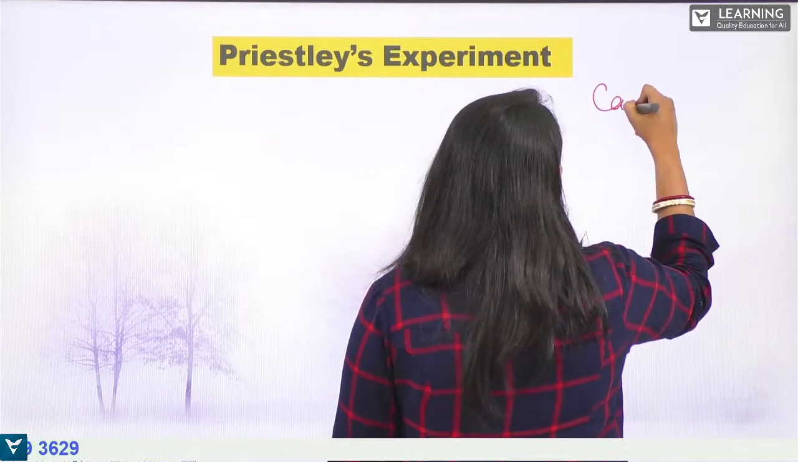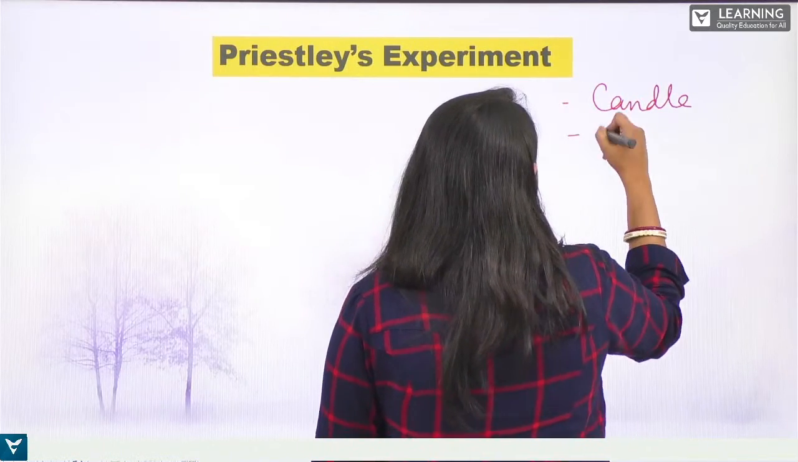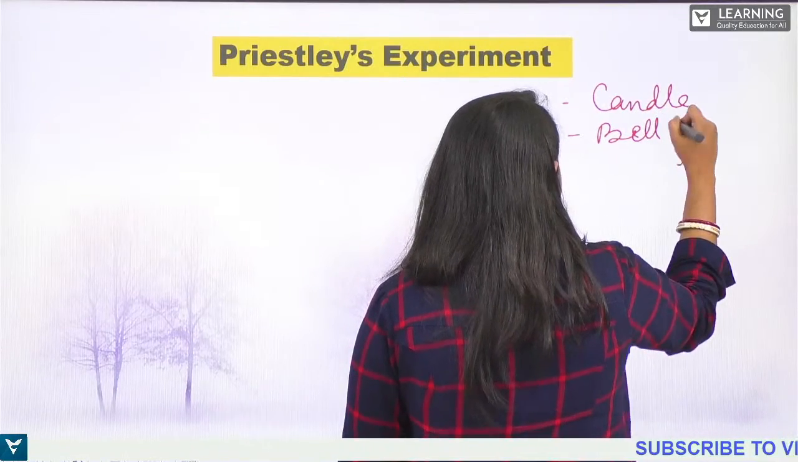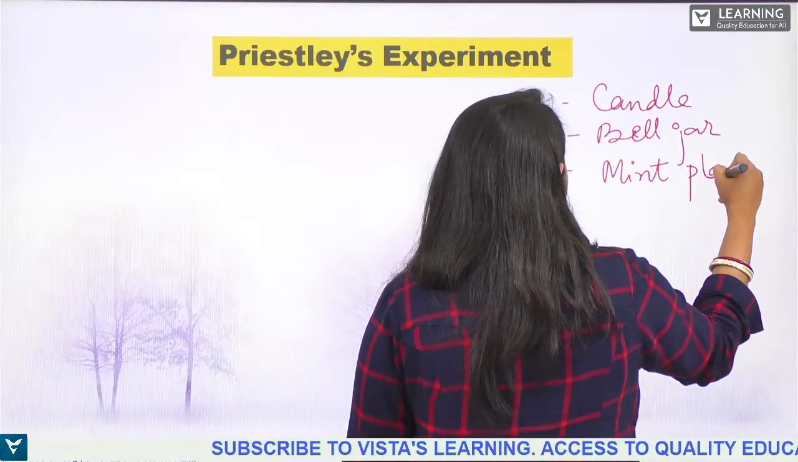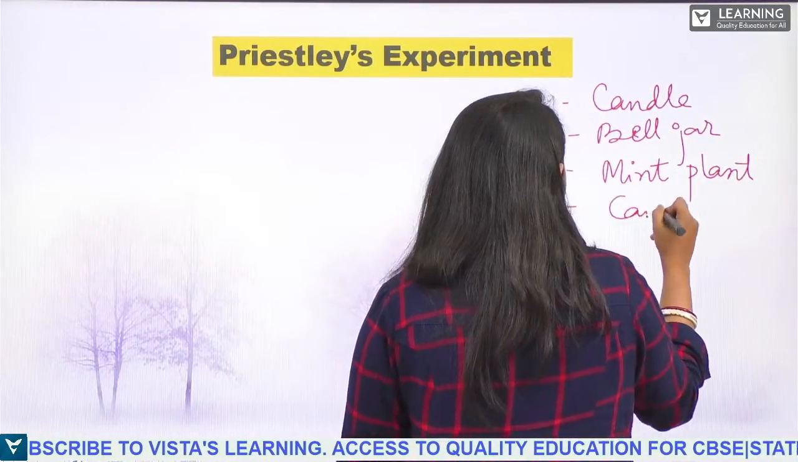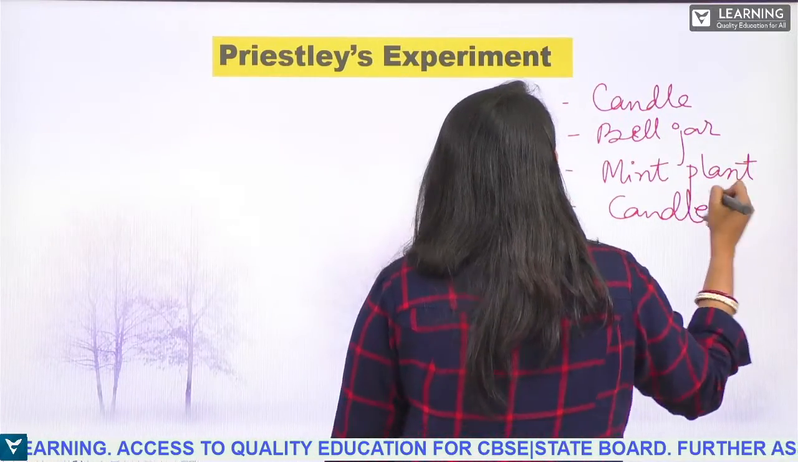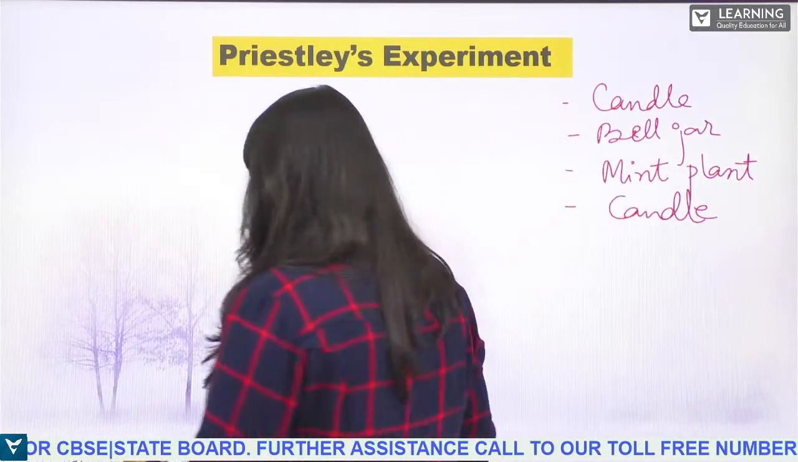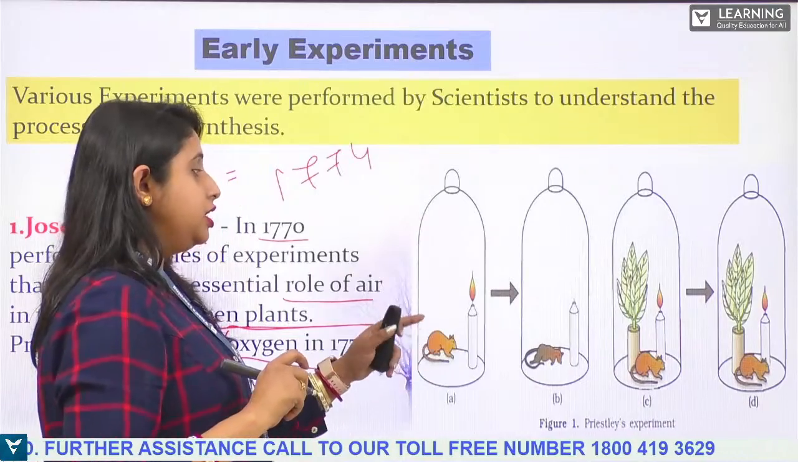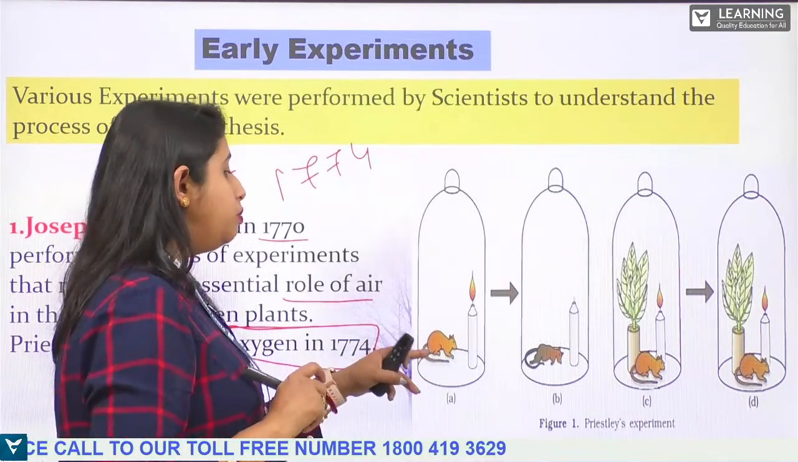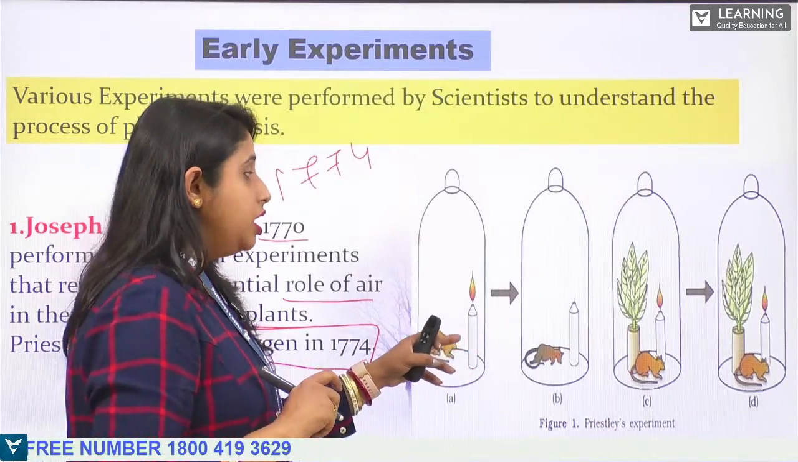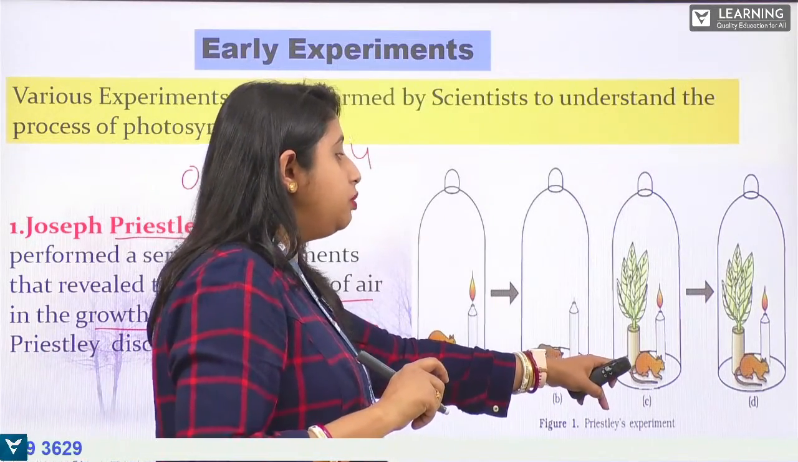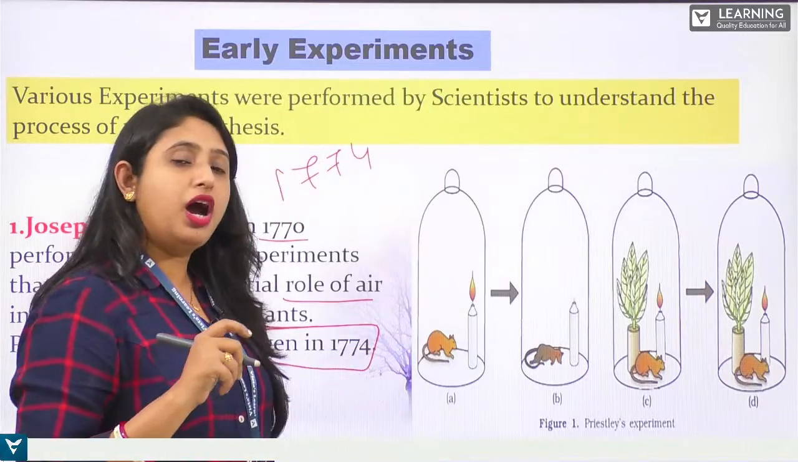Now see what he has done. He took a candle, a bell jar, a mint plant, and a candle. In his first experiment, you have seen that he kept one mice and the candle, and along with the mice and the candle, he kept one plant too, right?